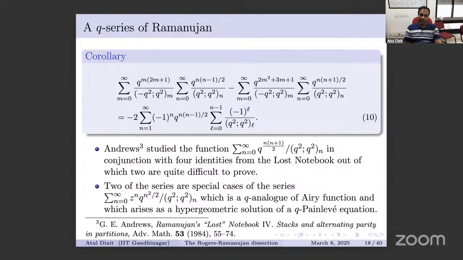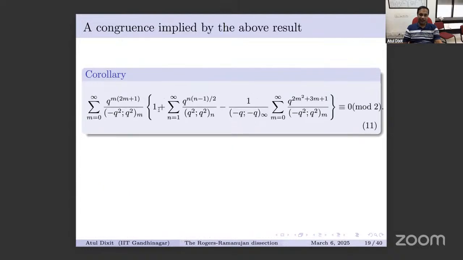So while we were not able to simplify this any further, because none of these 3 Q series seem to have been studied before, we were able to get a congruence from them. One of the 3 series was eliminated, and what we got was a congruence modulo 2.